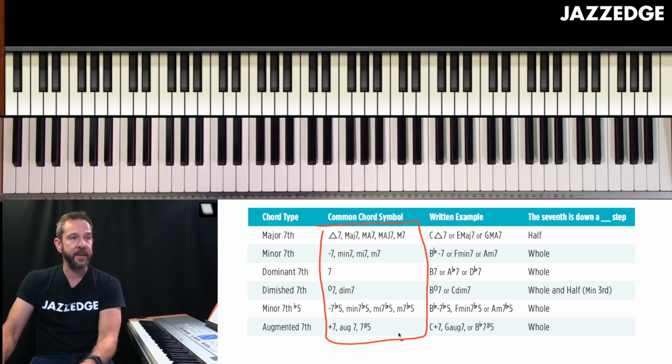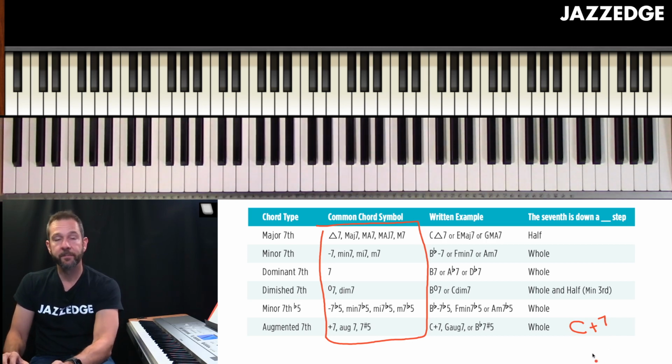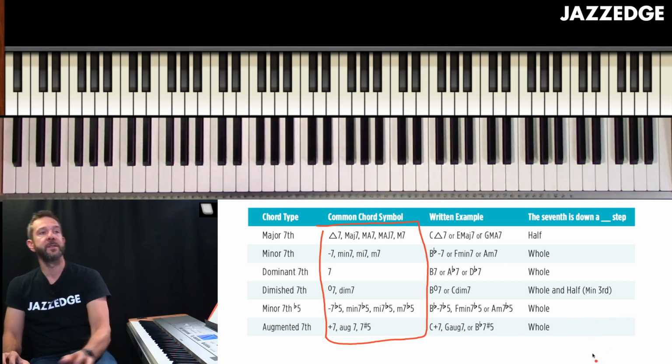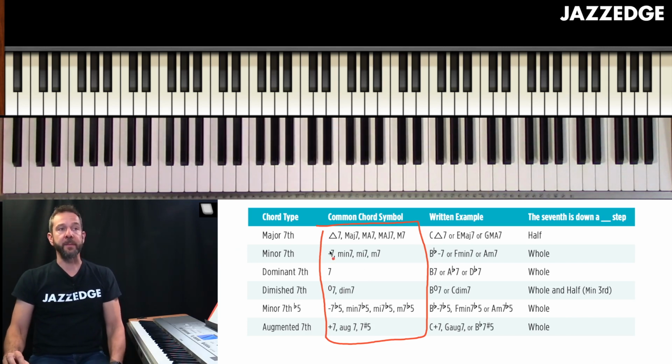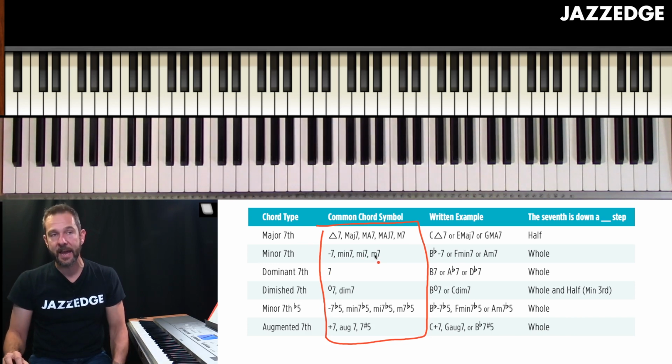So like if we did, say this one, we want that +7. So that would be C plus 7. The root of C plus 7 is the chord symbol. All right, so let's go through these other symbols. For minor seventh, it'd be a minus sign 7, min 7, mi 7, or little m 7.